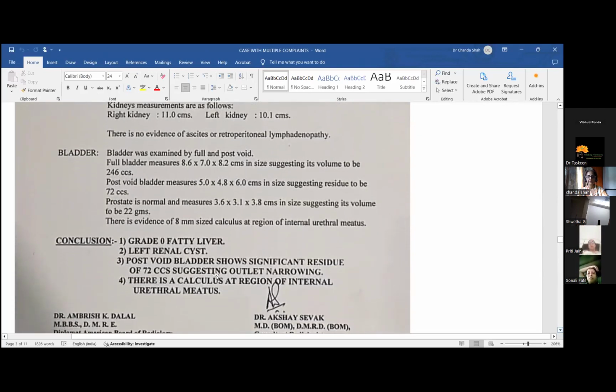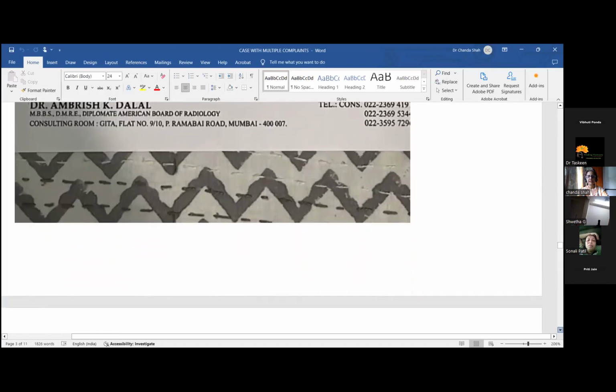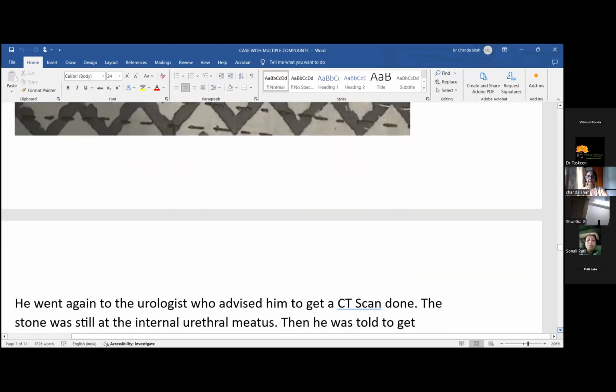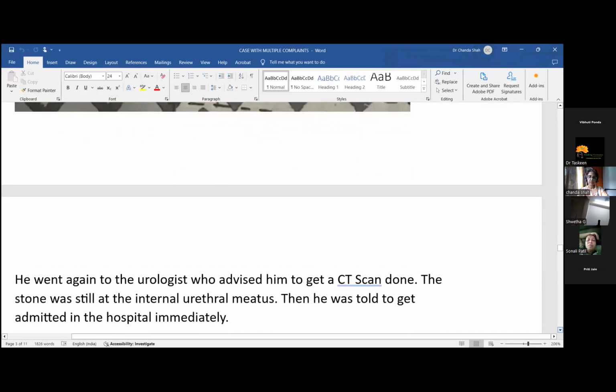So this is what the calculus is at the region of the internal urethral meatus. And because of the calculus, there's a residue in the bladder now. The calculus is obstructing. So it's at the region of the internal urethral meatus. Okay, so again, I repeated the remedy, but this guy is Mr. Impatient. Again, he went to the urologist.